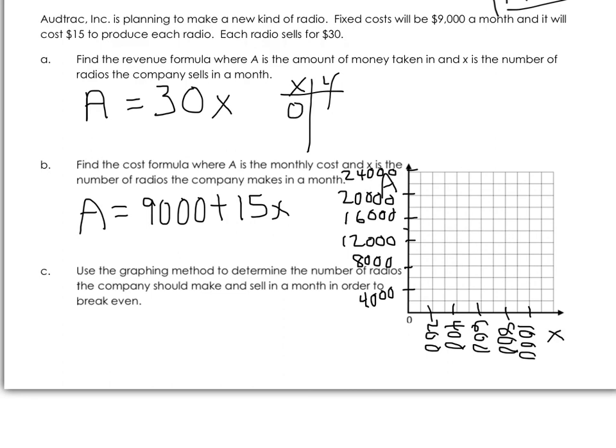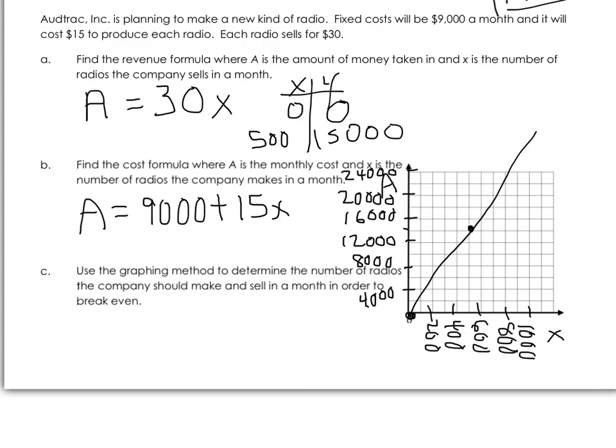So if x is 0, we know that if we sell 0 radios, we're going to make $0. If x is 500, if we make and sell 500 radios, each one will sell for $30. So what is 30 times 500? 15,000. So 0, 0, 500, 15,000. That's sort of a straight line.